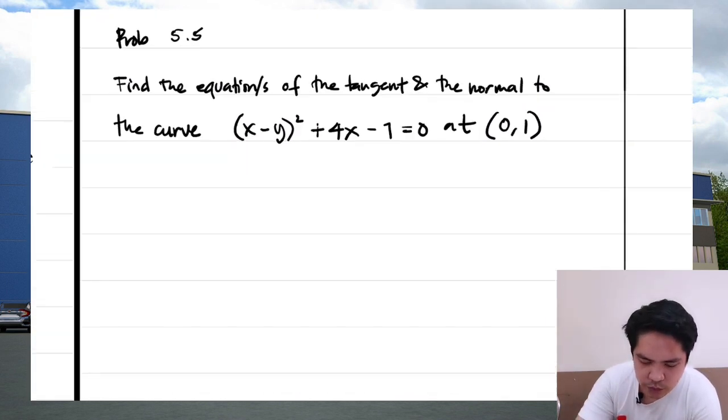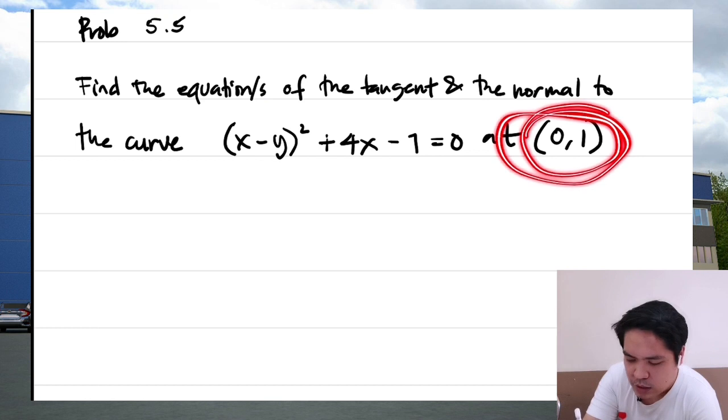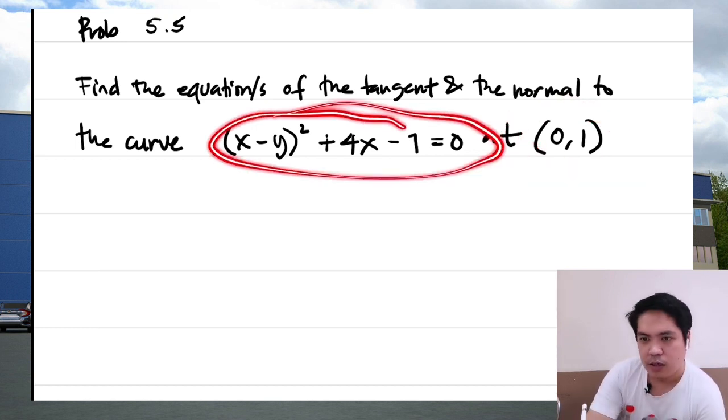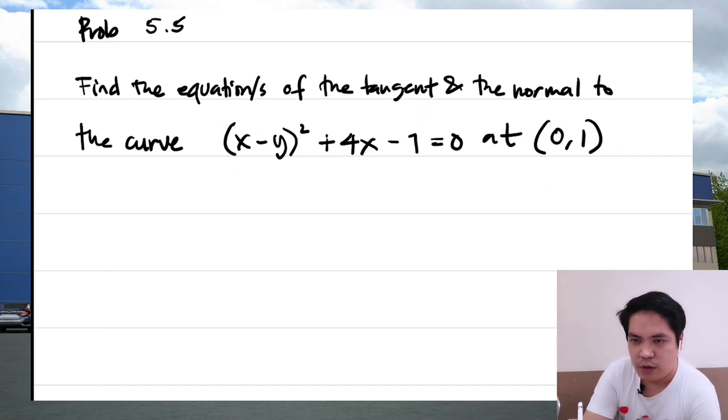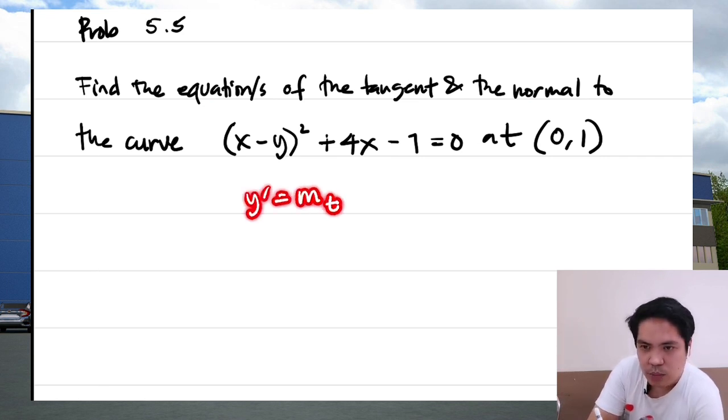Problem 5.5. Find the equation or equations of the tangent and the normal to the curve x minus y squared plus 4x minus 1 equal to 0 at (0, 1). Okay, so this time this involves an implicit function. All we need to do is just to get y prime, so that would be our slope of the tangent.